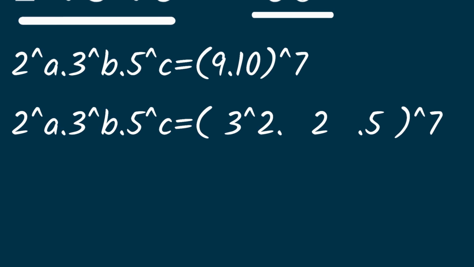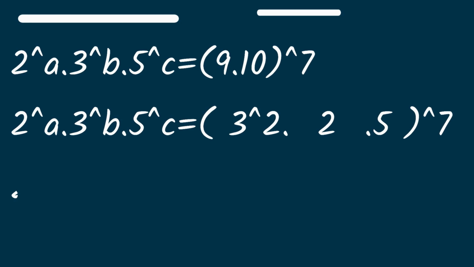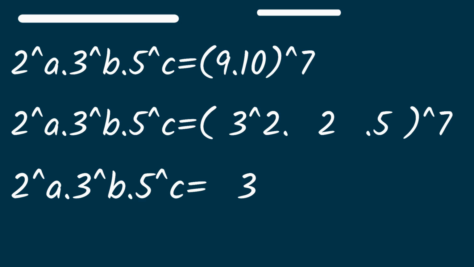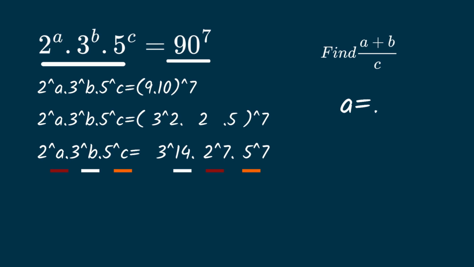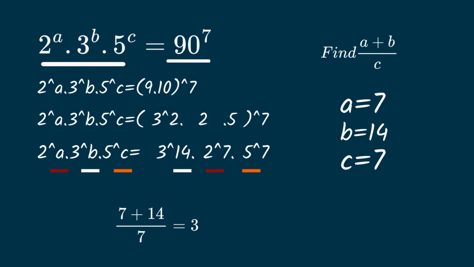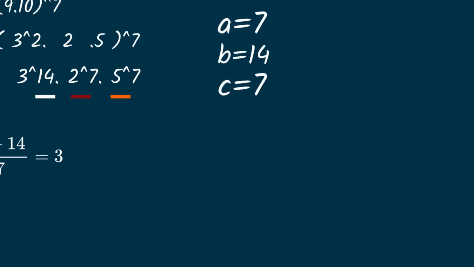Remember guys, by picking precisely those numbers, the purpose is to equate the expression. So then we are going to distribute the power of 7 to each base. And now the expression is more clear if you follow the colored lines. So A will be 7, and B will be 14, and C will be 7. So substitute that in the fraction. The final answer will be 3.